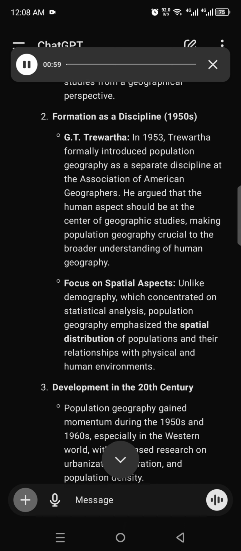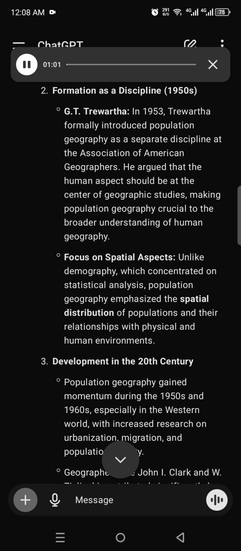2. Formation as a discipline, 1950s. G.T. Trewartha. In 1953, Trewartha formally introduced population geography as a separate discipline at the Association of American Geographers. He argued that the human aspect should be at the center of geographic studies, making population geography crucial to the broader understanding of human geography. Focus on spatial aspects. Unlike demography, which concentrated on statistical analysis, population geography emphasized the spatial distribution of populations and their relationships with physical and human environments.